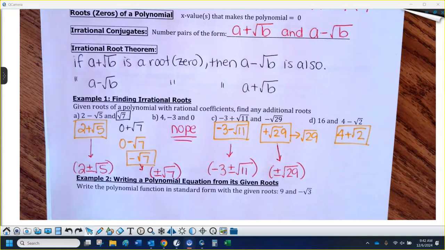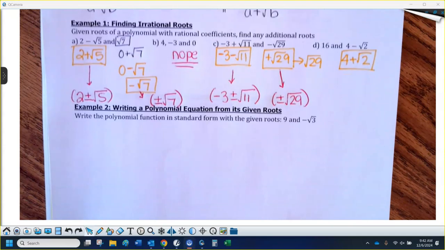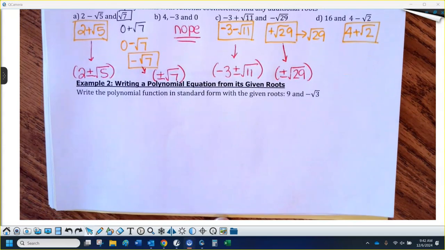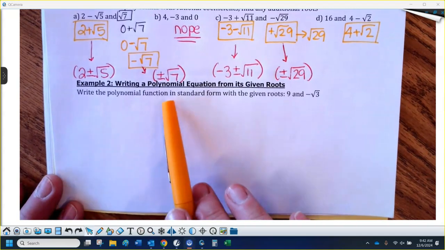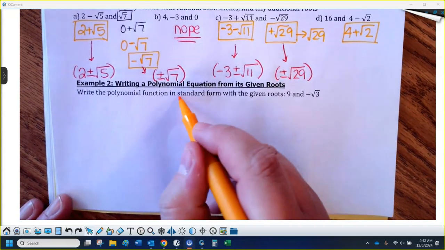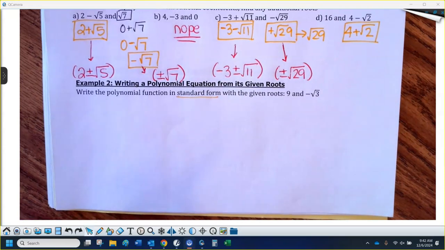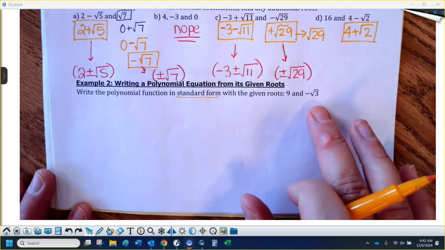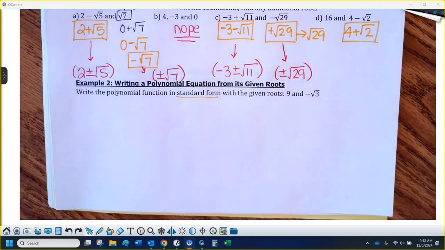Okay, now, once you have that down, we're going to write some polynomials from the given roots. So here's this first question. Write the polynomial function in standard form. So we're going to multiply this out. We're going to start with factored form with the given roots. So it says 9 and negative square root of 3.